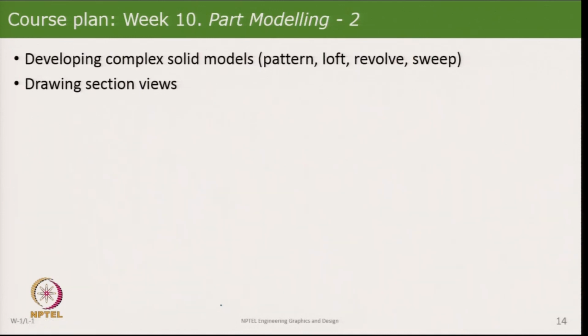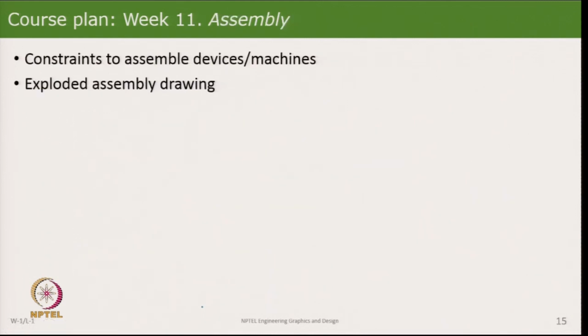In the next week, we will look at some more complex features like pattern, loft, revolve and sweep, and also learn about how to make sectional views from a solid model. In the next week, we will be in a position that we have made lots of parts and now we assemble them. How do I put them together?